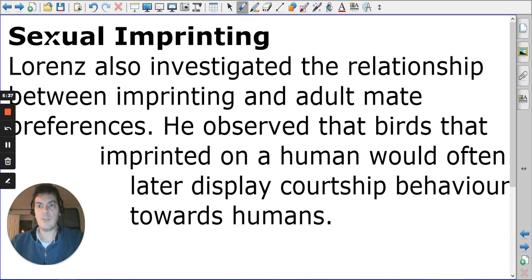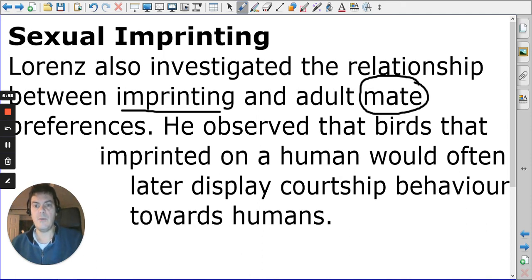But Lorenz also took this a little bit further, and he said that this imprinting also related to mate preferences. And what he did is that he observed that these birds would display and court the humans in terms of their natural behavior.